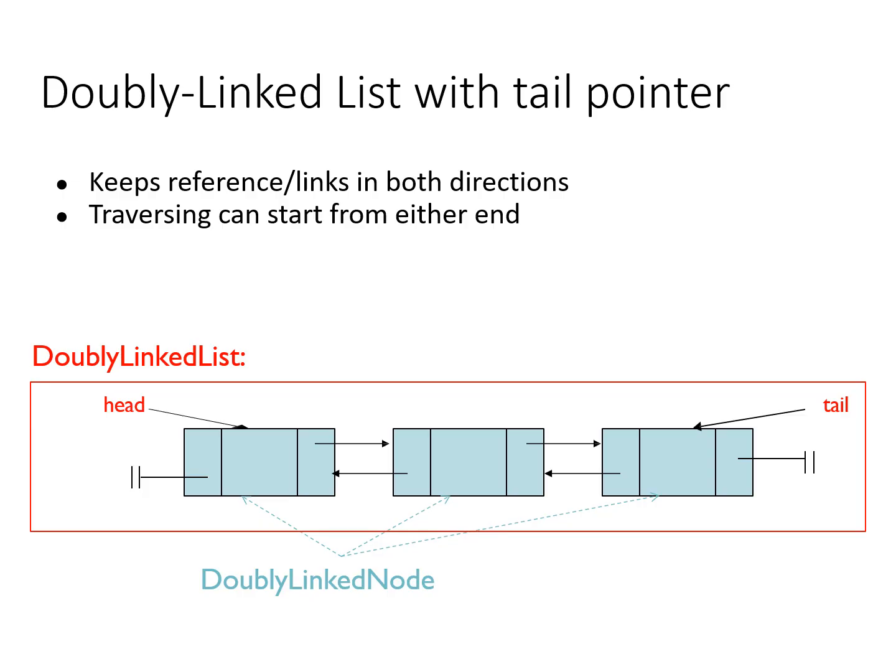Here is a visualization of a doubly linked list. We have just two pointers, to the head and to the tail of the list. But each node now contains the link to its predecessor and to its successor in sequence. We can traverse the list in both directions, starting either from the head or from the tail.